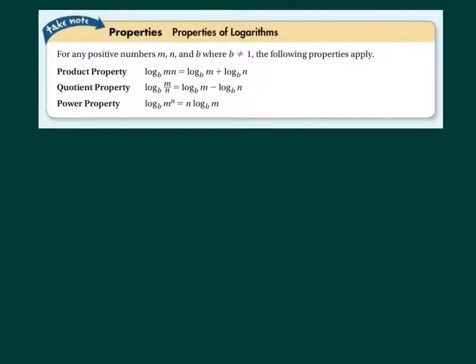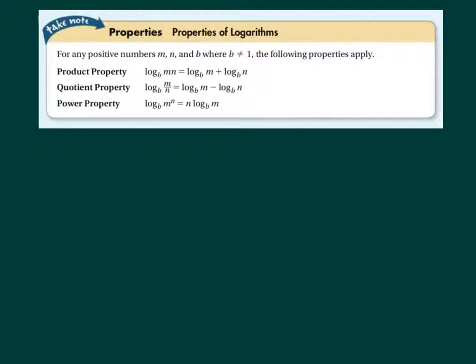Section 4 is going to discuss how a logarithm behaves. We have 3 main properties up here. All 3 of these are very important. The third one is probably the most important, and I'll explain why in a minute.